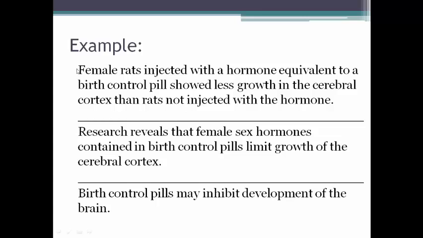So for starters, we've got the premise that female rats injected with a hormone equivalent to a birth control pill showed less growth in the cerebral cortex than rats not injected with the hormone. Okay, so we've got this piece of information, and from this we conclude that female sex hormones contained in birth control pills limit growth of the cerebral cortex. And from this, it's further concluded that birth control pills may inhibit development of the brain.